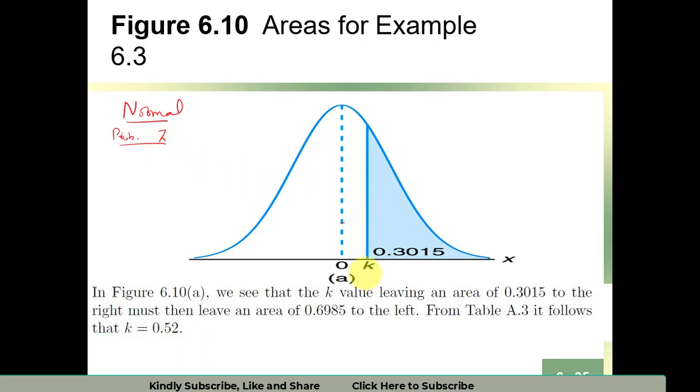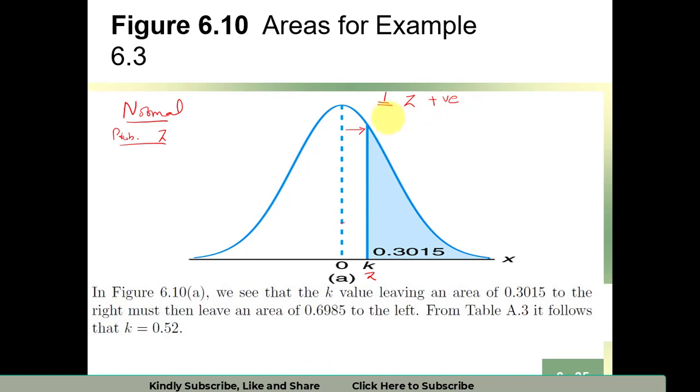In this problem, they say calculate the k. K is basically the z value associated with the probability on its right hand side of 0.3015. So first of all, I will write how we'll start. We know that this z value is towards the right side of the mean value of the center. So we got the clue that the z will be positive. Why we got this clue? Because we have to check the tables, and we'll check the table of positive z value.